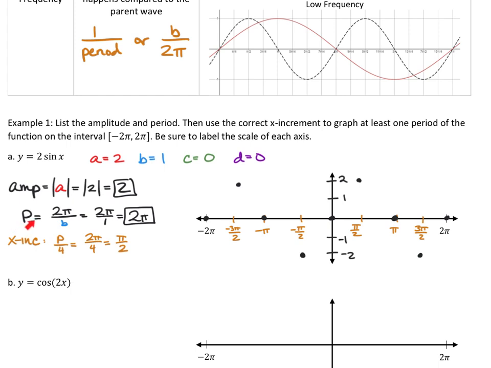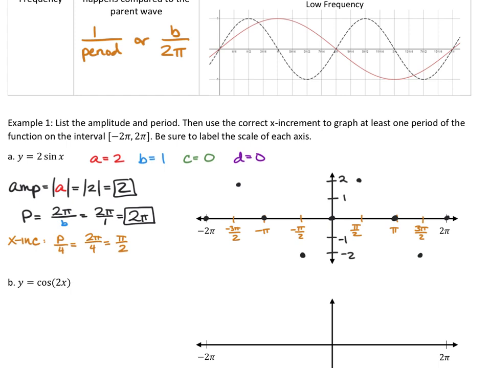The period formula is 2 pi over b, and b is 1, so it's 2 pi over 1, which is 2 pi. That means that a complete curve should happen every 2 pi. The last thing I need, even if it doesn't ask me for it, is the x increment, which is just the period divided by 4. So I do 2 pi divided by 4, that's pi over 2. Pi over 2 is what I label my graph with. Don't go to pi over 6, don't go to pi over 3, don't do extra. Only label with your x increment.